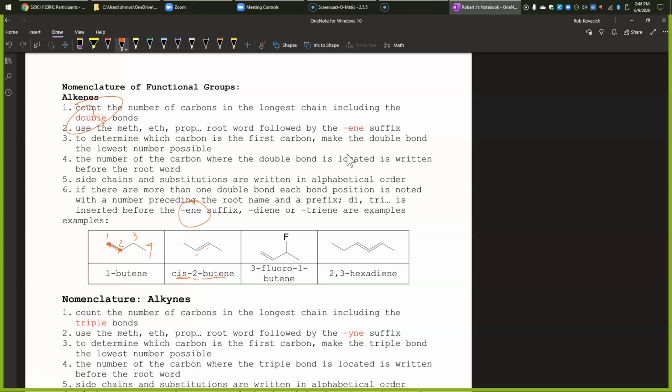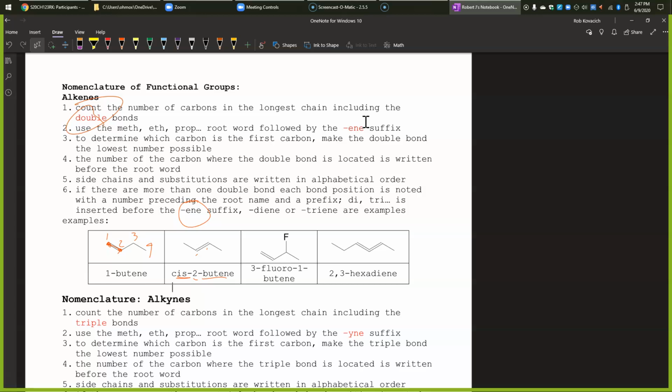You said the most reactive comes first, right? No, I didn't say that. I said the name of the molecule is dependent upon the most reactive thing. But that doesn't mean it's written first. If fluorine was more reactive, then the fluorine would be designated as side chain number 2 instead of side chain position number 3.